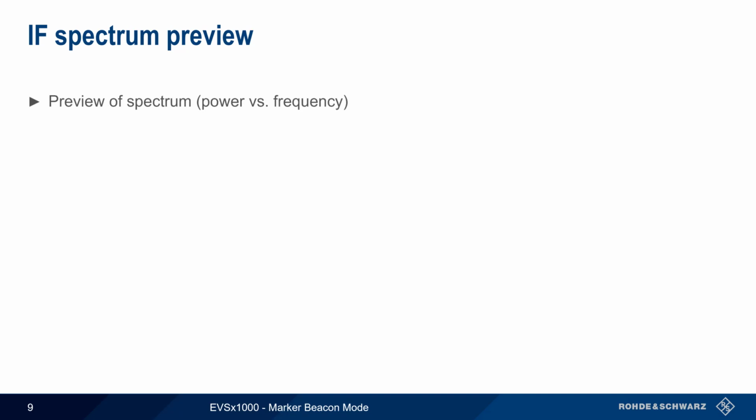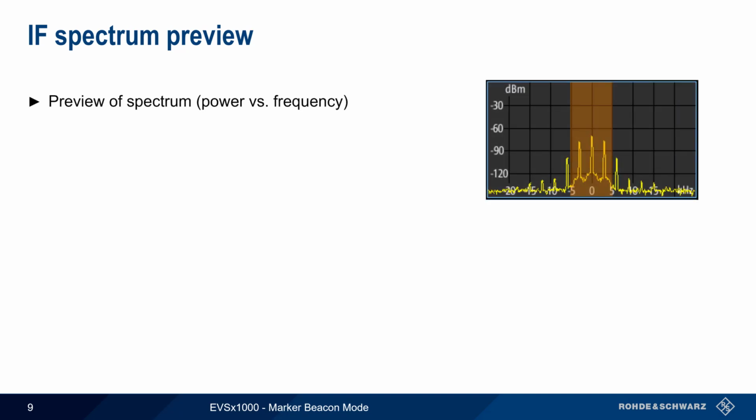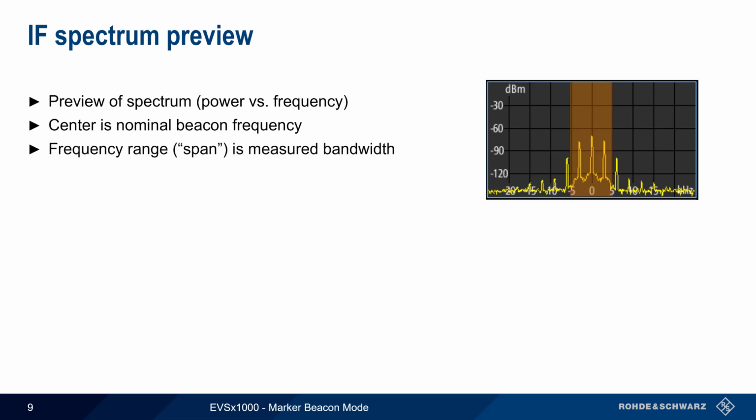The IF spectrum preview provides a plot of power versus frequency, similar to a spectrum analyzer display. The center of the display, or the zero frequency, is the nominal beacon frequency, and the frequency range, or span, is set to the measured bandwidth. The EVS chooses a power range that will display both the peak and the noise simultaneously.